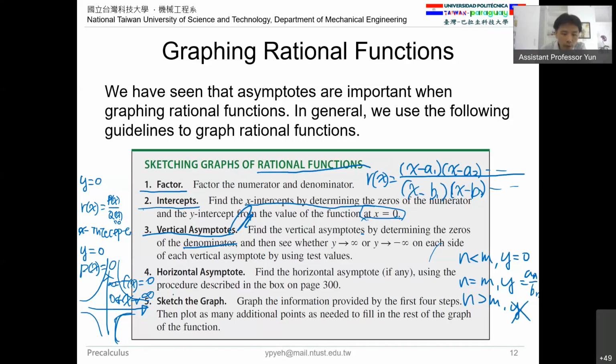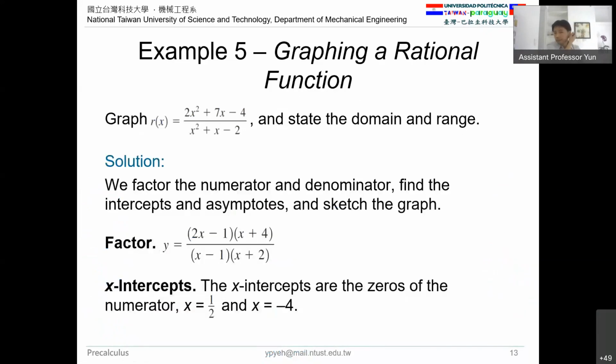And then we could use some of this information, for example make a table of f of x and find some points here, to sketch out the graph of these rational functions. Okay, so here we give an example of a rational function, graph it out, and state its domain and range here.